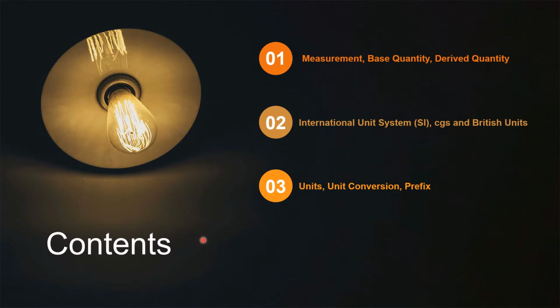Okay, this is the content for this chapter. The first part is about the measurement based quantity and derived quantity, and then we go to the international unit system, which is the SI unit, and then other units such as CGS and British unit. And then the third part is the unit conversion and prefix.